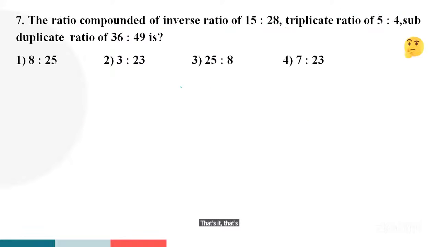Yes sir, yes sir. One more example. The ratio compounded of the inverse ratio of 15 is to 28, the duplicate ratio of 5 is to 4, and the sub-duplicate ratio of 36 is to 49. Solve fast. Same model problem, numbers changed.